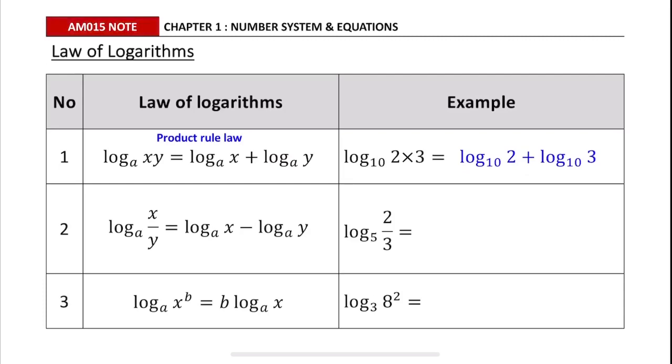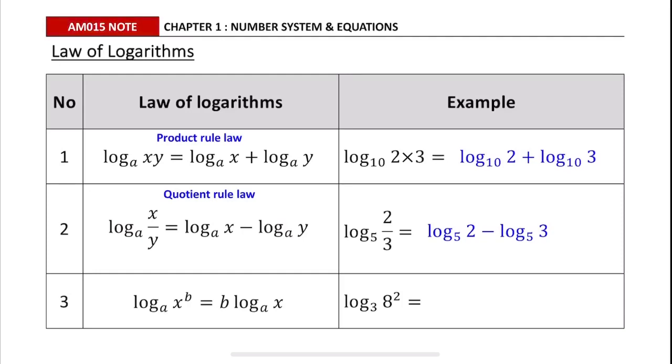The second law is the quotient rule, where log base a of x over y is equal to the subtraction of two logarithms, which is log base a of x minus log base a of y. The example is log base 5 of 2 over 3, and this is equal to log base 5 of 2 minus log base 5 of 3.